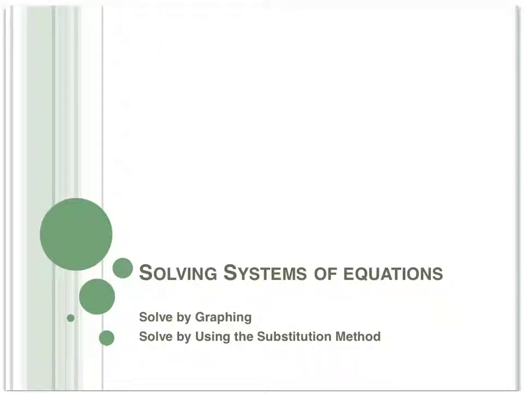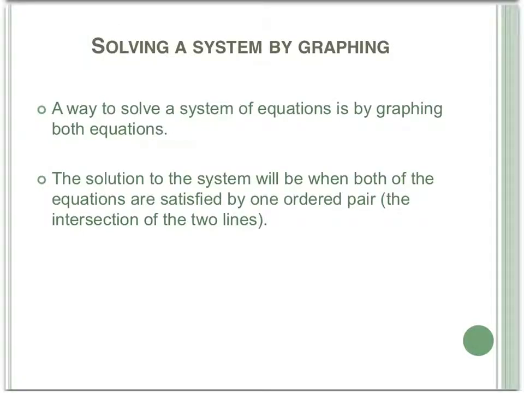There are many ways to solve systems of equations. Today we will be looking at how to solve systems by graphing and by using the substitution method. One way to solve a system of equations is by graphing both equations. The solution to the system will be when both of the equations are satisfied by one ordered pair. This is the intersection of the two lines.